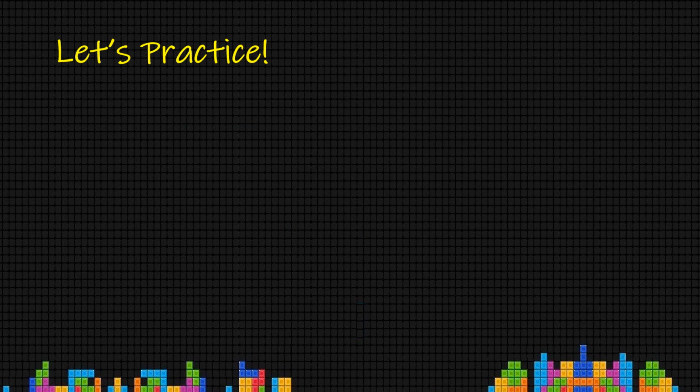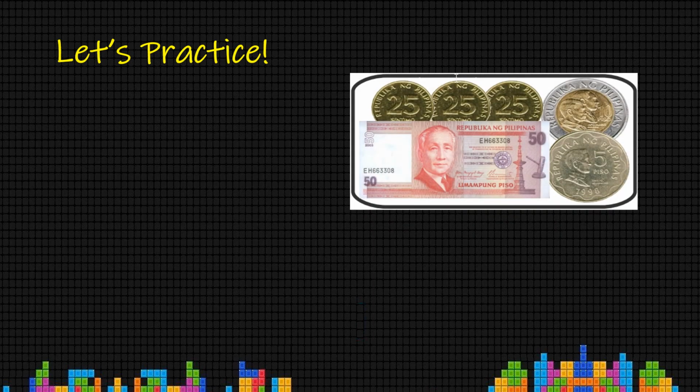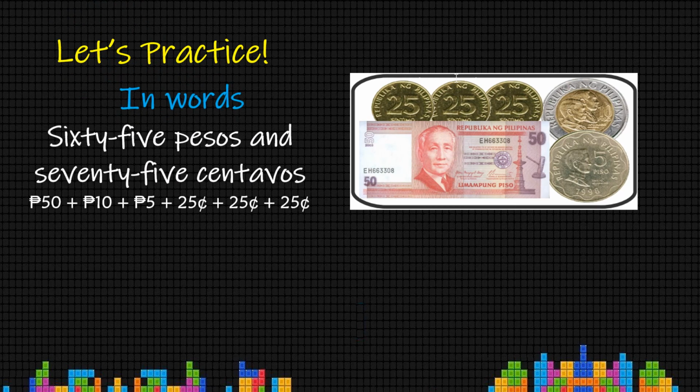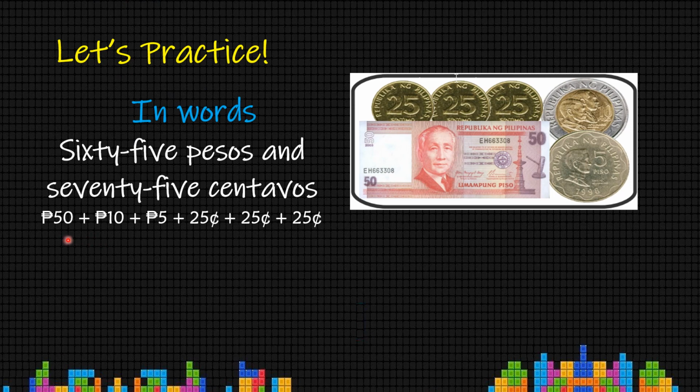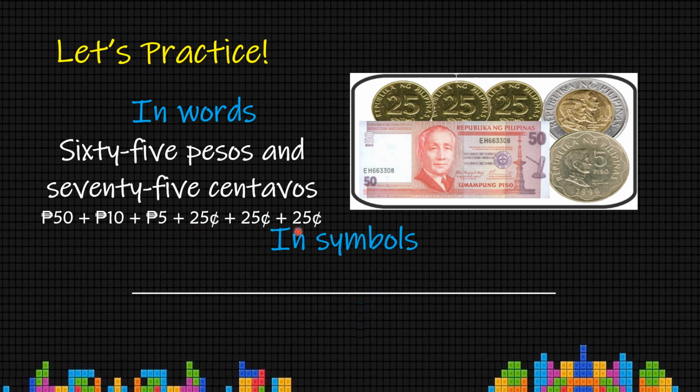So let's have another example. Can you tell the total amount of money in the picture? Again, to get the total amount of money in the picture, just add all the bills and coins. So we have 50 plus 10 plus 5 is 65 pesos. And 25 centavos plus 25 centavos and another 25 centavos. So we get a total of 75 centavos.